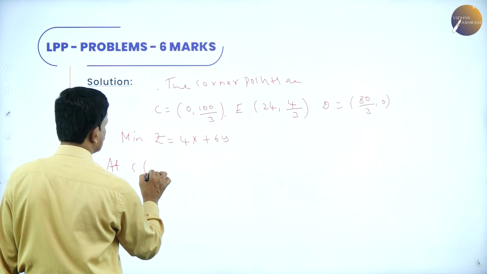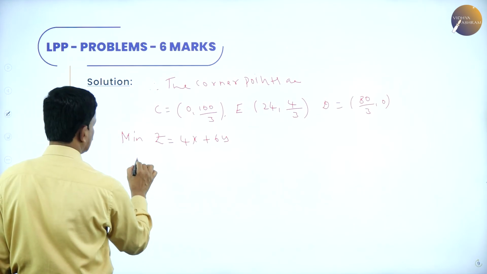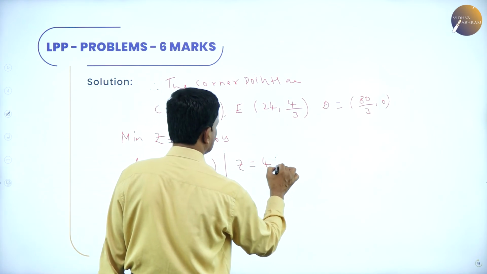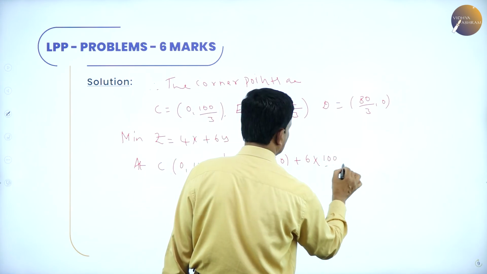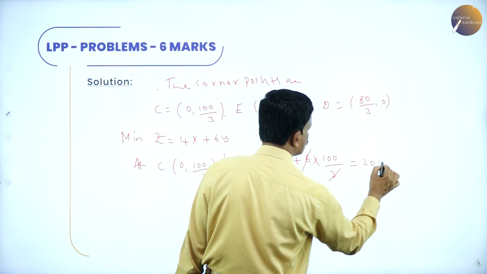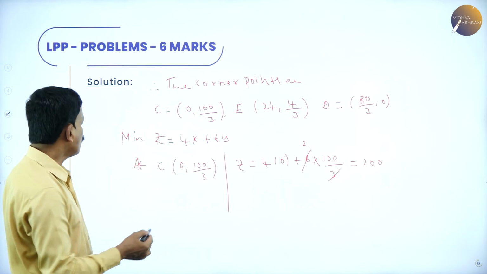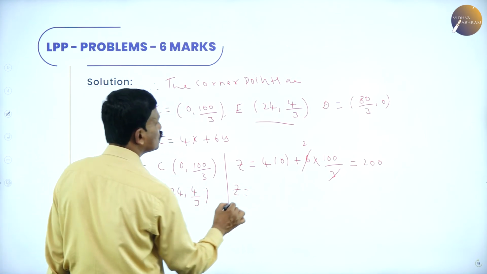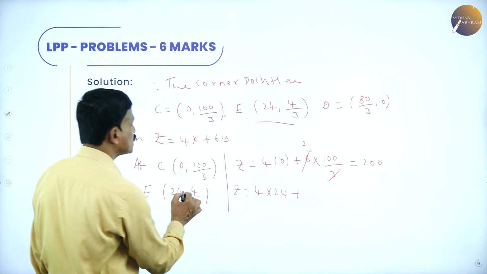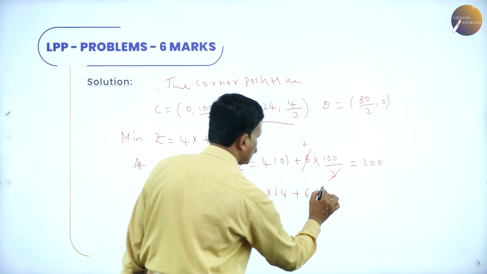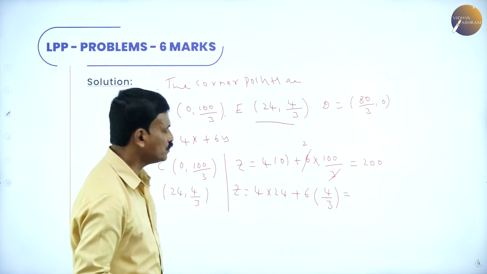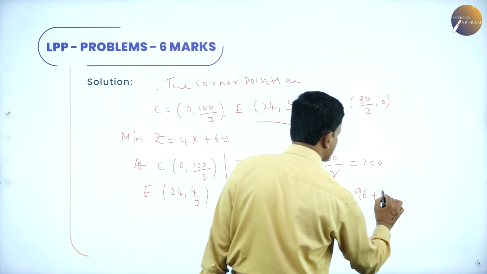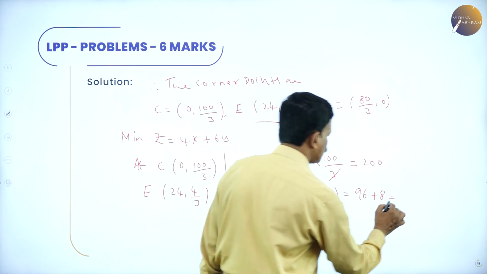Now at C, 0, 100 by 3, Z is equal to 4 into 0 plus 6 into 100 by 3. The 3 and 2 get cancelled. This is 200. Now at the second point E, 24, 4 by 3, Z is equal to 4 into 24 plus 6 into 4 by 3. That is 96 plus 8, which is 104.